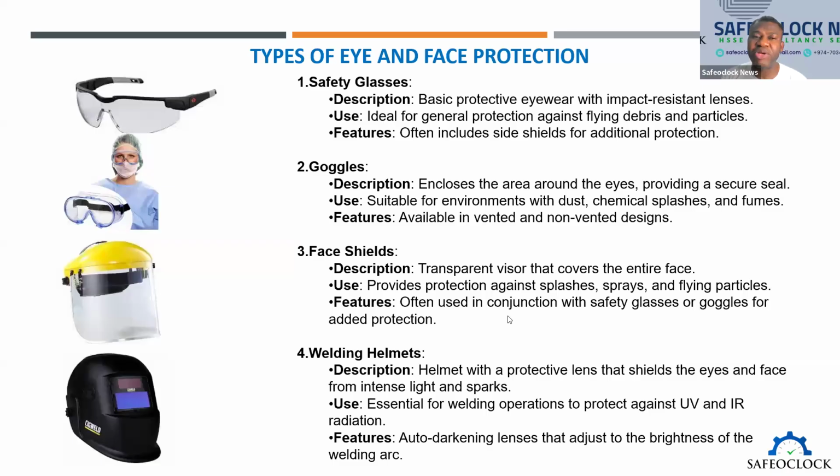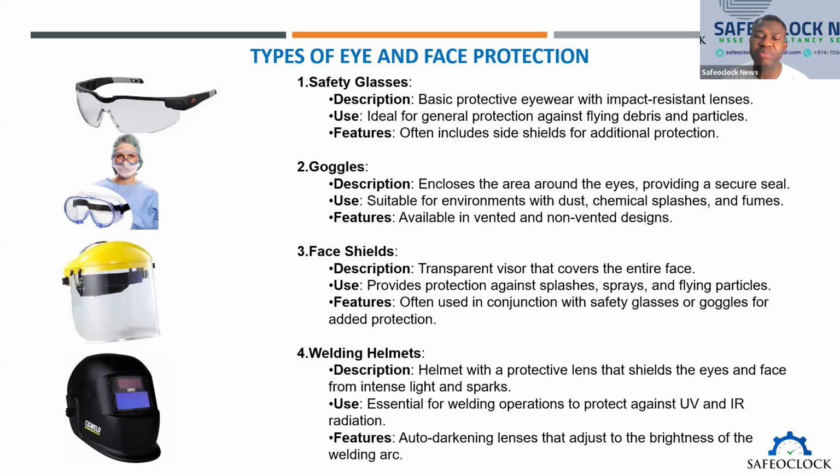Then another type is goggles. So goggles have an enclosed area around the eyes, which provides a secure seal. So the goggles are suitable for use in environments with high dust, where there are chemical splashes, or even where there are fumes. It's usually available in vented and non-vented designs. So this is the difference between goggles and safety glasses.